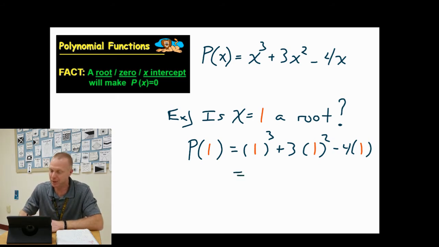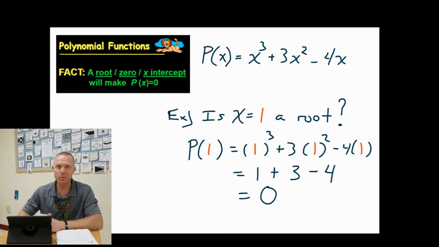And when you plug into this polynomial, you get 1 cubed, which is 1. You get 1 squared, which is 1, times 3, which is 3. And then, of course, minus 4. And if you keep following the order of operations, you end up with a big old 0. So yes, x equals 1 is a root.